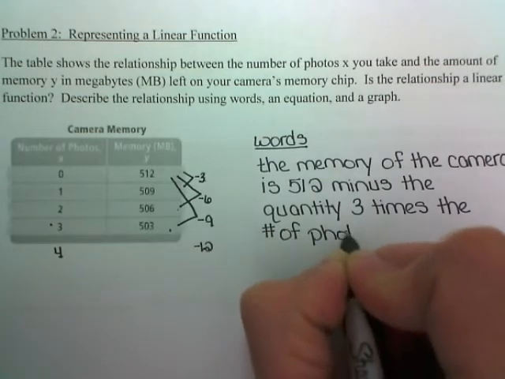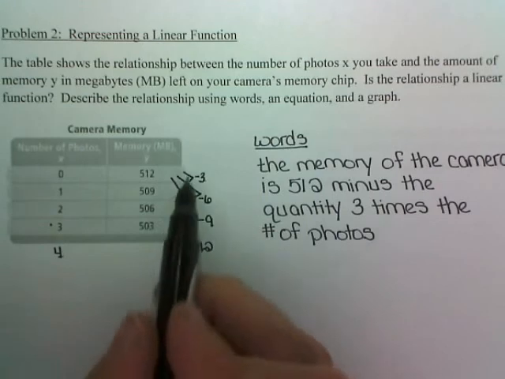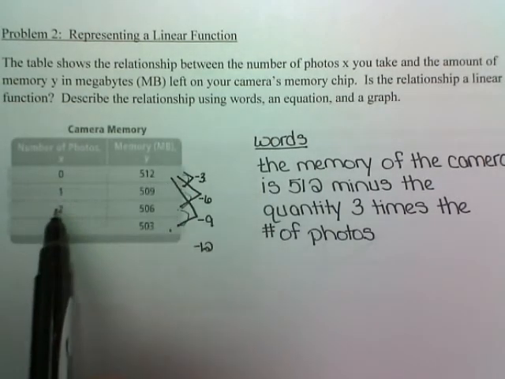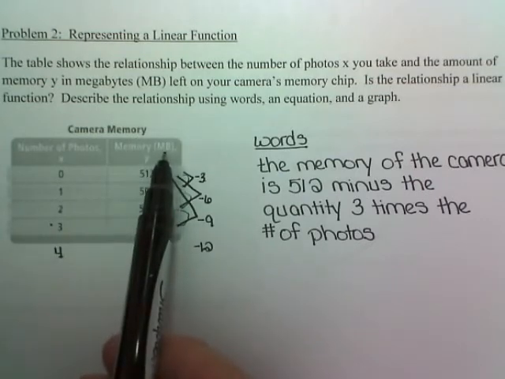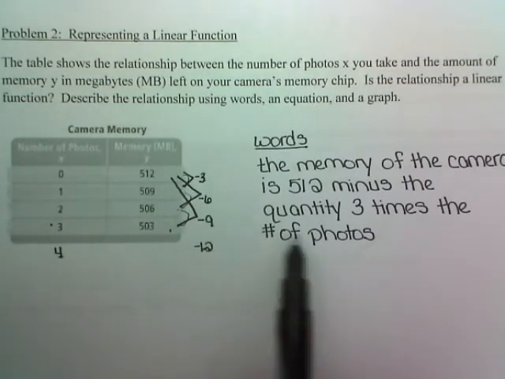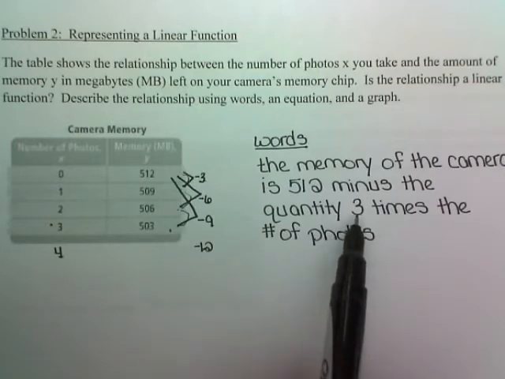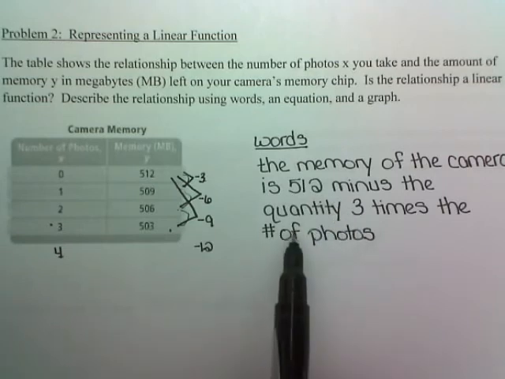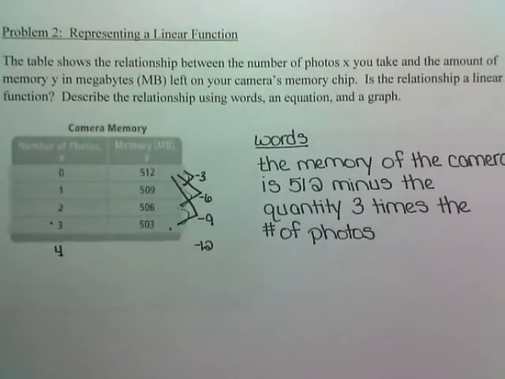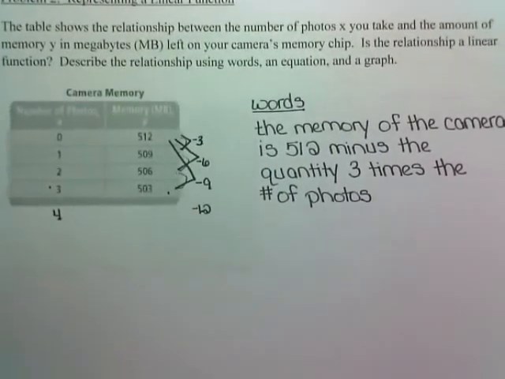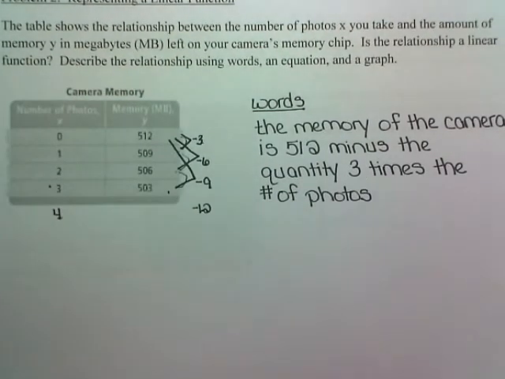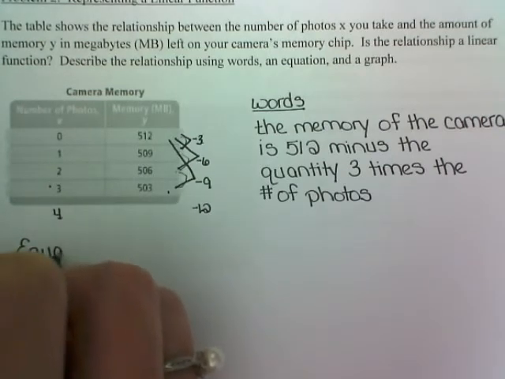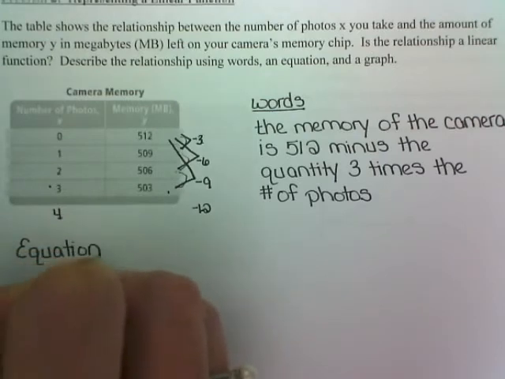Another way to look at this is, since we're going down by 3 each time, that minus 3, minus 3, means each one of these pictures is 3 megabytes. So for every photo, it's 3 megabytes. I've got to subtract from 512 3 megabytes for every photo that I have taken. The fastest way to do that is multiply 3 by how many photos you have, and then subtract it from 512. So our equation is pretty simple to write once you've got it in words.